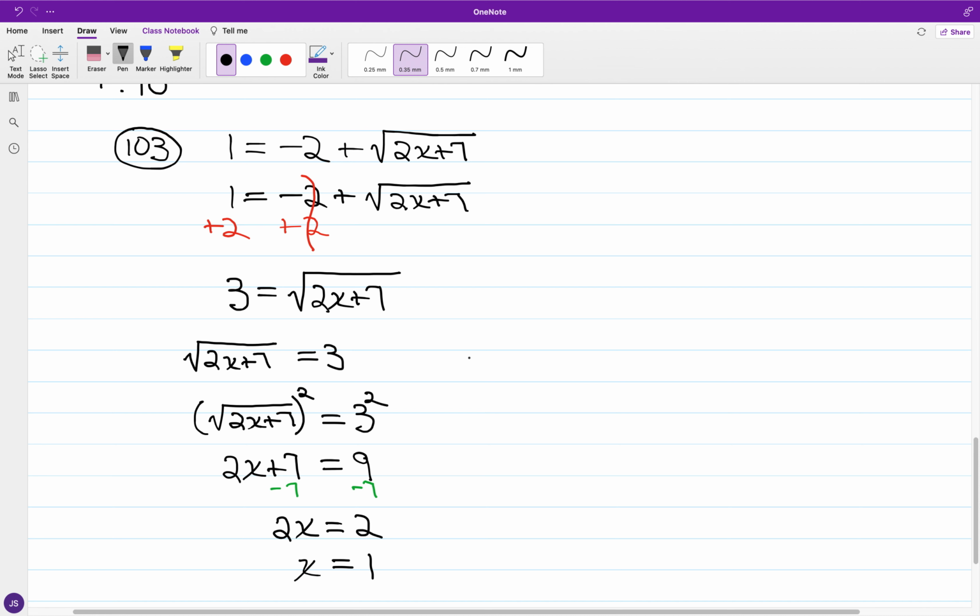And let me just mention, in this one you can check your result. So you got 1 by itself on the left, and I want the right hand side of the equation to also be 1. So we have x at 1. Now 2 times 1 is 2. 2 plus 7 is 9. Now the square root of 9 is going to be 3. Negative 2 plus 3 is going to be 1, and 1 is equal to 1.